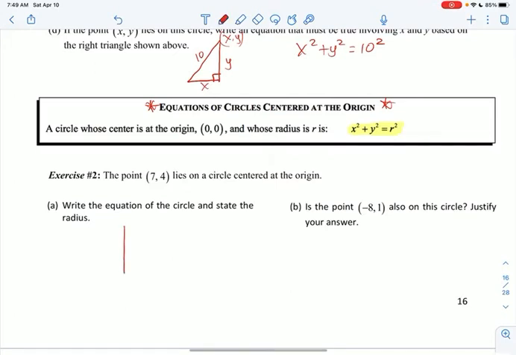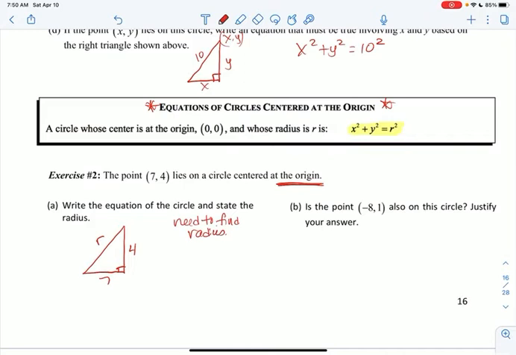So if the point (7, 4) lies on a circle, I want to find this radius right here. We need to find the radius because I can't write the equation of a circle without the radius. And this is important that they're centered at the origin. I'll show you a little bit later how to do it when it's not centered at the origin.